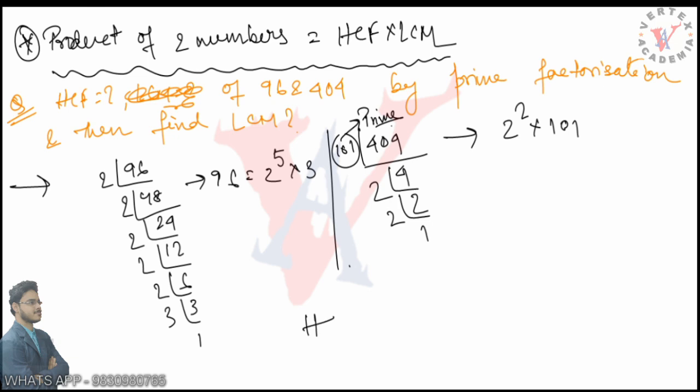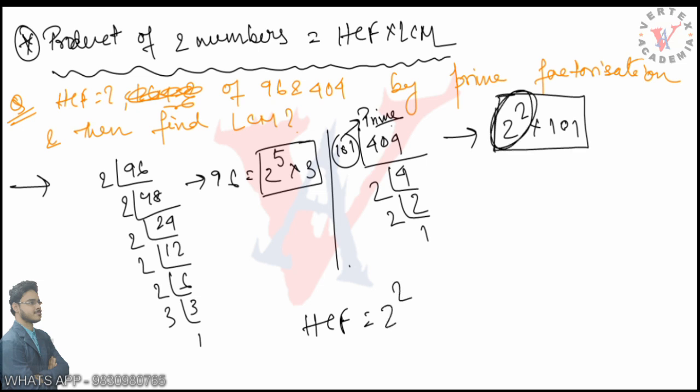So basically, if we are finding the HCF, then this is 2 to the power 5 into 3 and this is 2 square into 101. The maximum term common is 2 square. So the HCF is 2 square, which equals 4.